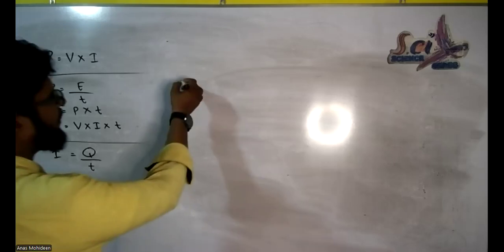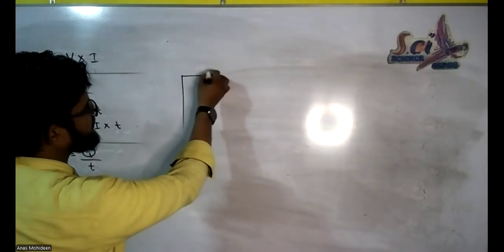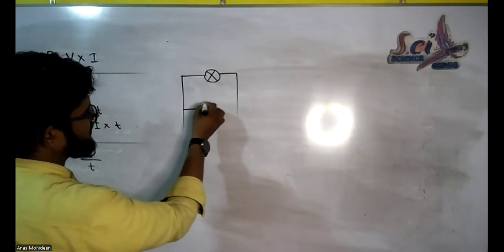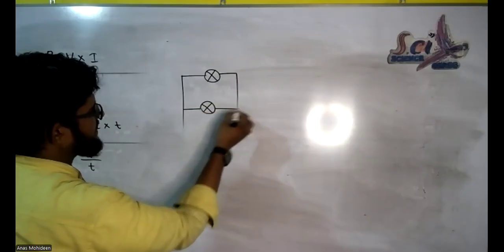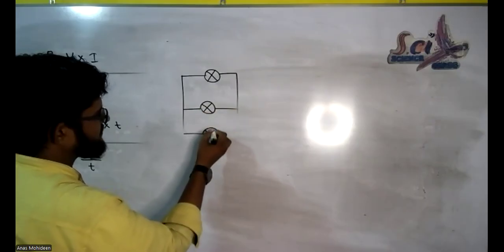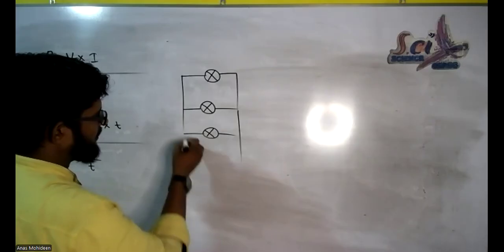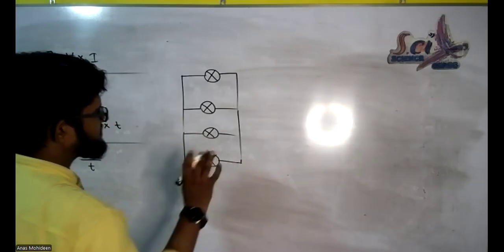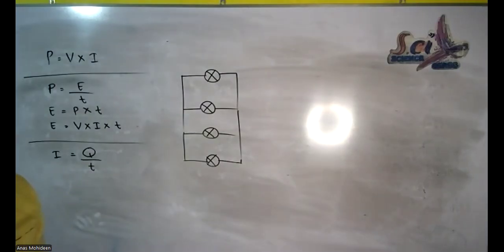So you see, all of them are in parallel, right? All the lamps I have to take parallel. Let me connect the lamps first, and then I'll connect the switches. All the lamps are in parallel. Okay, lamps are parallel.